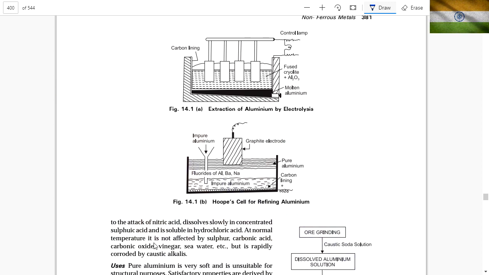At normal temperature, it is not affected by sulfur, carbonic acid, carbon monoxide, vinegar, seawater, etc. But it is rapidly corroded by caustic alkalis. Yes, this is a big challenging, adverse property. So wherever you have caustic alkali exposure, you should not use this aluminium at all.